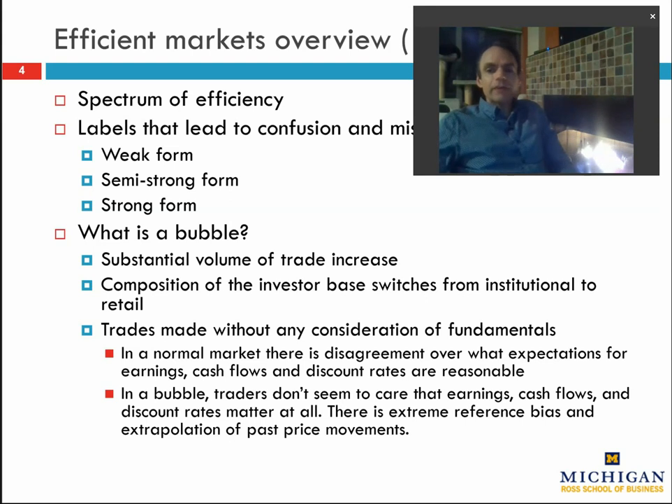There are three characteristics of an asset price bubble. First, there is a substantial increase in the volume of trade. There is a kind of frenzied trading going on that didn't previously exist. Secondly, investors buying the security have a different composition. Institutional investors start heading for the exits. Retail investors start coming in.